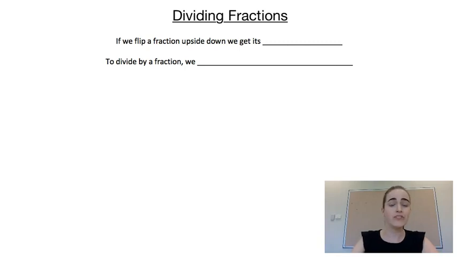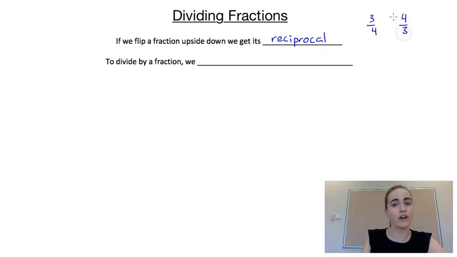In this video, I want to have a look at dividing fractions. So first we need to know a bit of terminology. If we flip a fraction upside down, we get what's called its reciprocal. So for example, if we had 3/4, its reciprocal would be 4/3. We're just flipping the whole thing upside down.